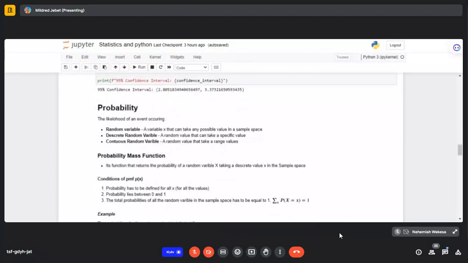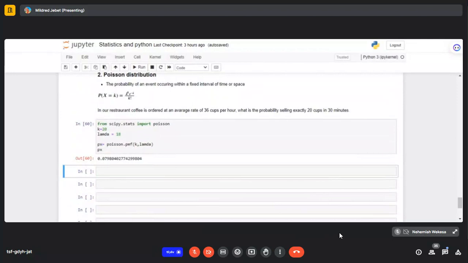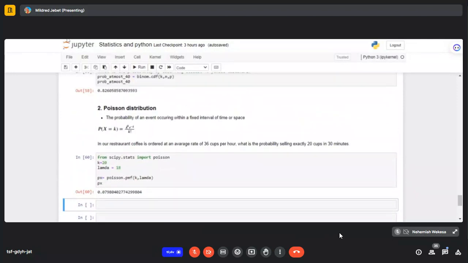Jebet, Warutere wants to say something. Jebet, I have a question. For that lambda, how did you come up with 18? You see here, the question was 36 cups per hour, right? Yes. So my original number was 36 in 1 hour, which is 60 minutes. But now I want my rate in 30 minutes, so I'll have to divide it by 2. So you divided the number of cups per hour by 2. Oh, so you're calculating for the 30 minutes. Yeah, for half an hour.